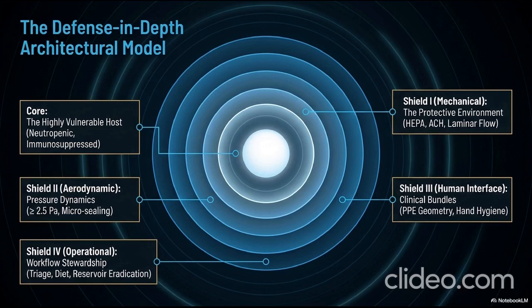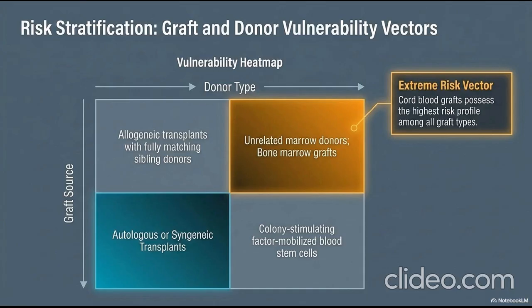Slide 3. The defense-in-depth model. We utilize 4 shields: mechanical, aerodynamic, human interface, and operational. This protective isolation, or reverse isolation, acts as a biomechanical barrier to shield the patient specifically from the hospital's external milieu. Slide 4. Risk stratification, graft and donor vectors.